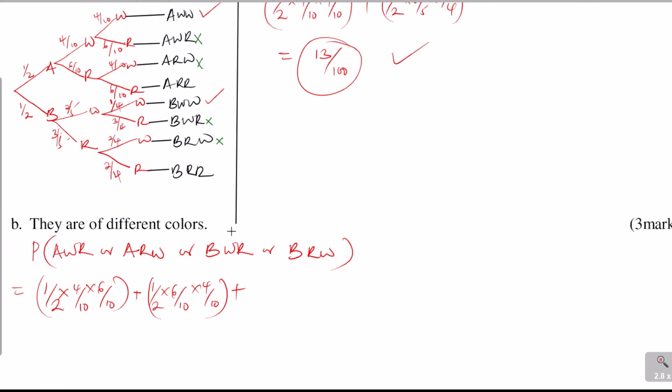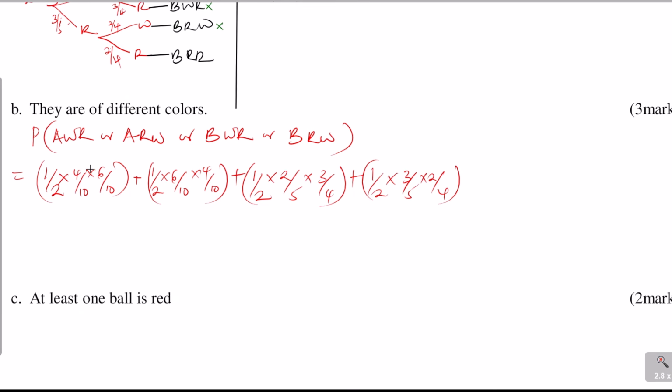The next one, bag B, white, red, so it is here. So this will be a half times 2/5 times 3/4, like that, and then plus the last one, B, red, white, so a half, and then red, white will be 3/5 times 2/4, like that. Once you've done that, now the rest you do by use of a calculator.